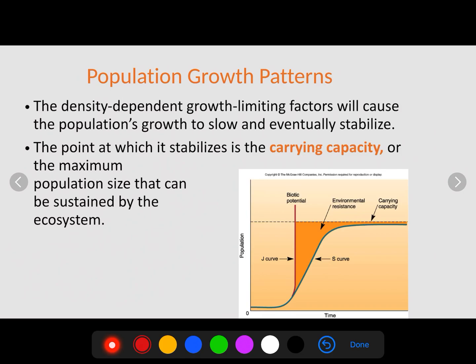Now, density-dependent growth limiting factors will cause the population growth to slow and eventually stabilize. Again, we call this point of stabilization the carrying capacity, or the maximum population size that can be sustained by an ecosystem. I like to think of it like a basket. The carrying capacity of an ecosystem is like a basket. If the food, the space, all that stuff is great, all those limiting factors are really good for growth, the basket's bigger. We can fit more individuals in there.